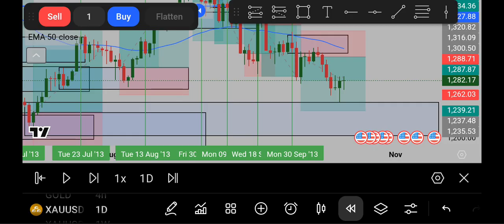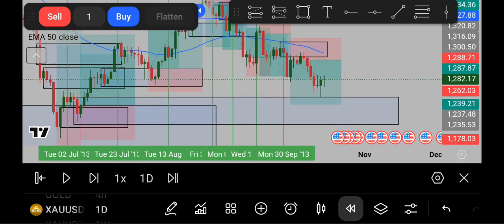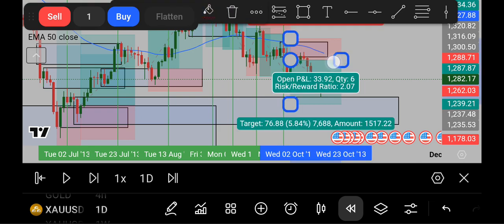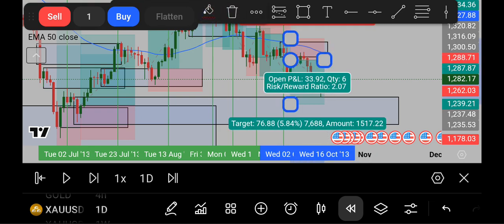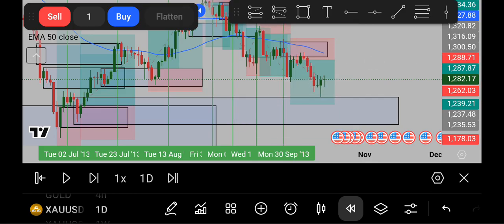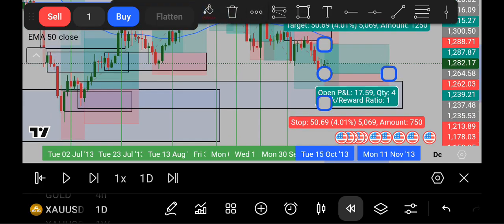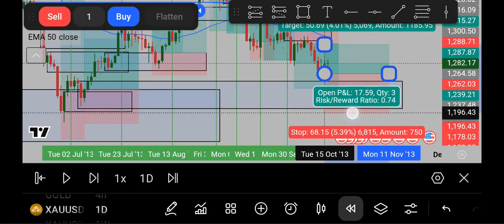Now what do we see? If you check very well, market has tapped to this zone right there. I can't afford to lose. I can close my trade right at this level and enter a buy position from here. My stop loss goes below this level.